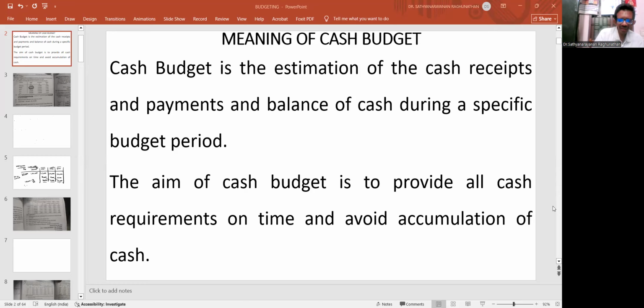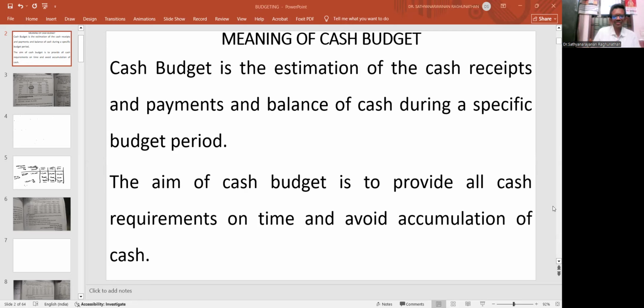How much cash we will be receiving in our hand, that is the cash receipts. How much cash payment we will be making. How much sales we will be making for one month, how much purchases we will be making from the suppliers, and then how much wage we will be paying to the workers, how much rent we will be paying, how much dividend and interest we will be paying. So the estimation of all the future cash receipts and the cash payments is what is called as cash budget.